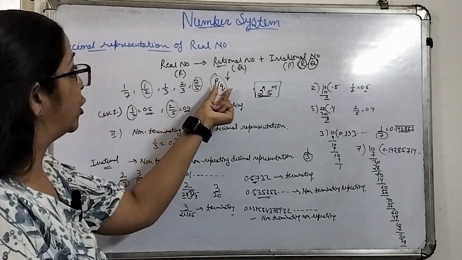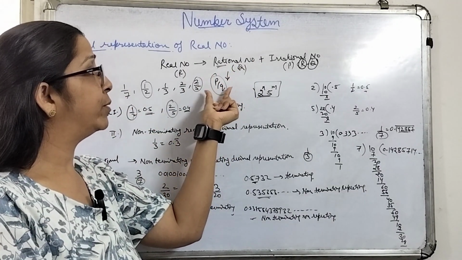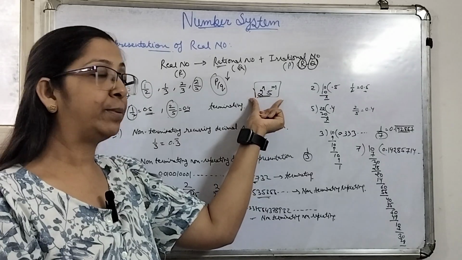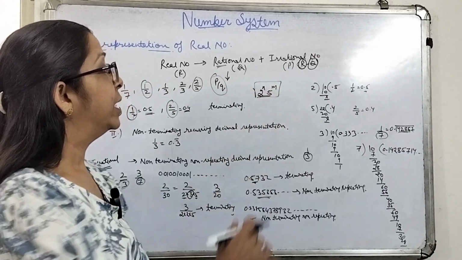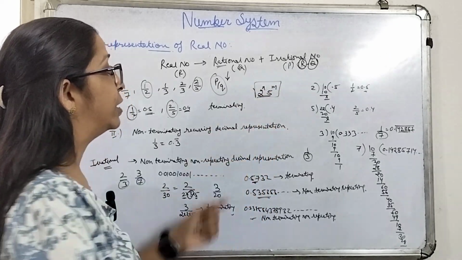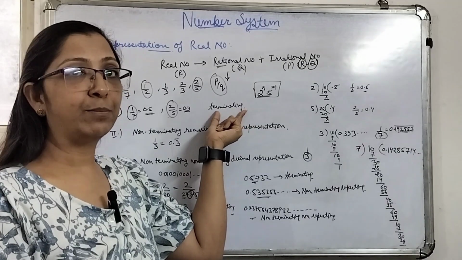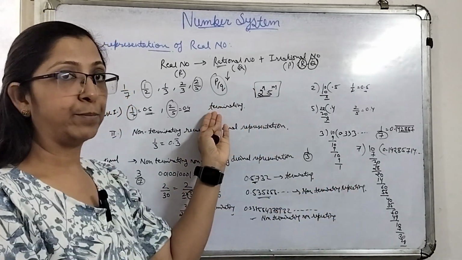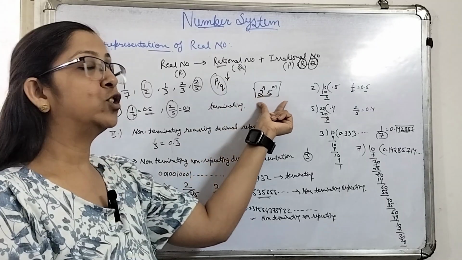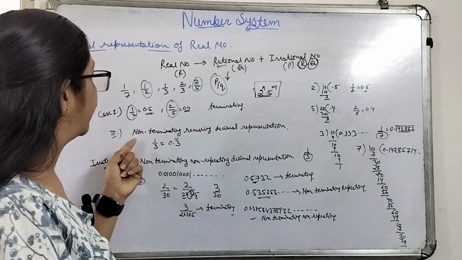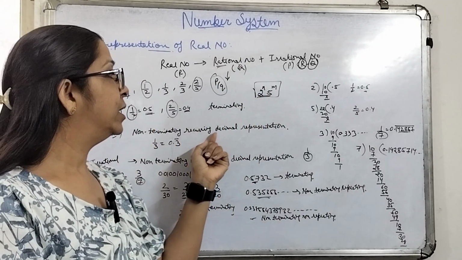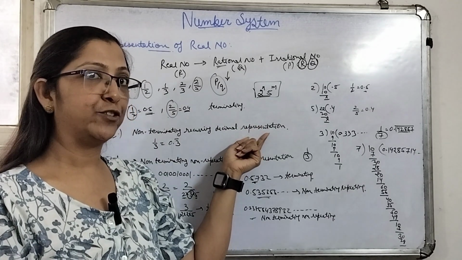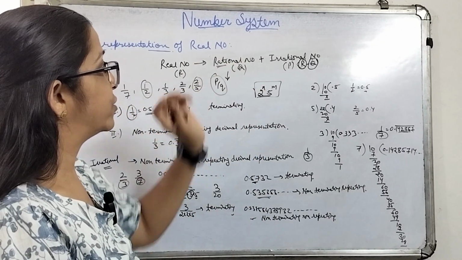Now, if in the P upon Q form, the denominator is in the form of 2 raised to the power n, 5 raised to the power m, in that case your division will be a terminating type of decimal representation. Your division will come to an end after certain steps. And if your denominator is not in this form, then the decimal representation will be non-terminating repeating type of decimal representation. This is the case for your rational number.